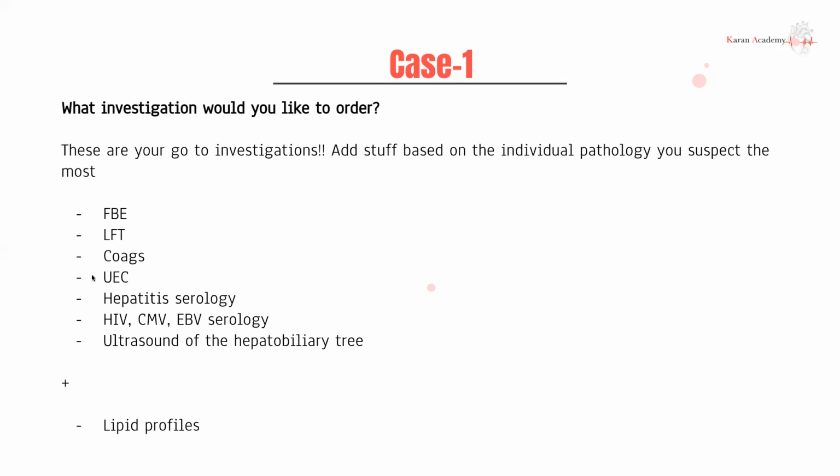Right. This is just very basic. I don't want to go into depth of why you do each one, but I hope they're relatively self-explanatory. FBE for leukocytosis, LFTs because he's jaundiced, coags for liver function, UECs for electrolyte imbalances, hep screen explanatory, infective screen explanatory, and ultrasound explanatory.